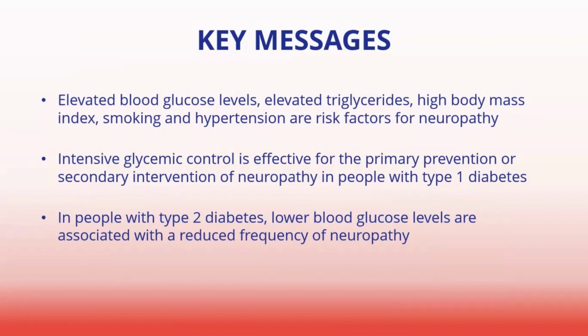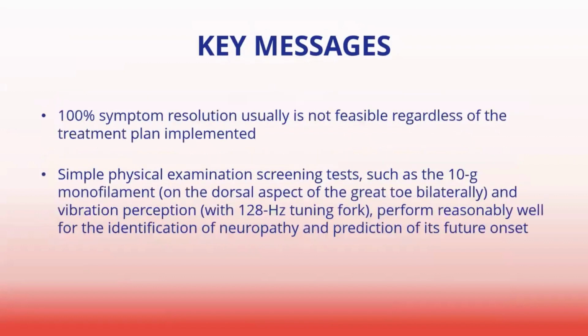The glycemic control, especially the intensive types of glycemic control, can achieve both primary prevention and secondary prevention of diabetic neuropathic pain. 100% relief of diabetic neuropathic pain is unfortunately not a feasible option in the treatment plan. However, if we achieve 40-50% improvement, it's really an achievement in such a difficult task.